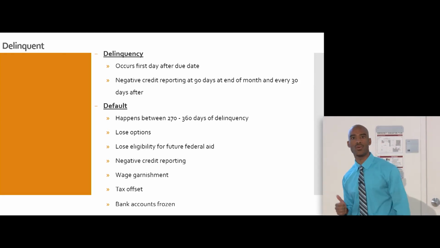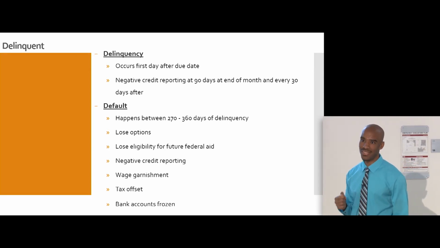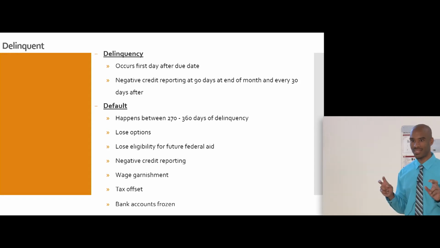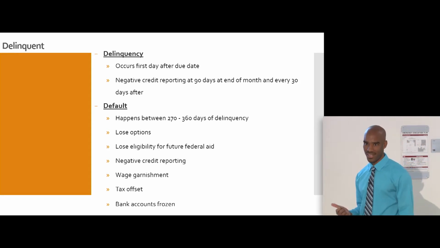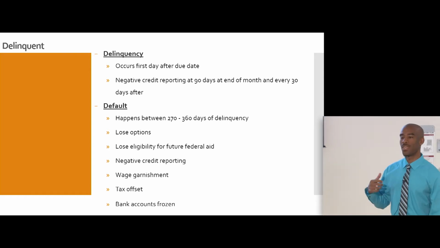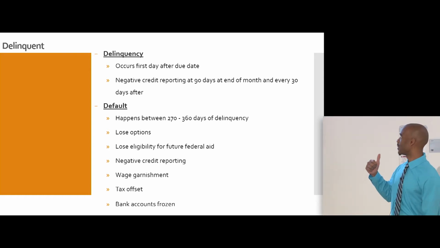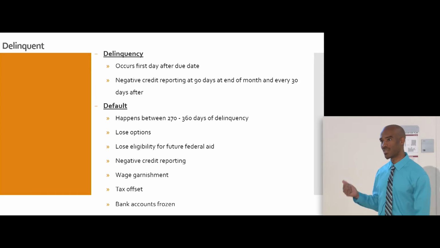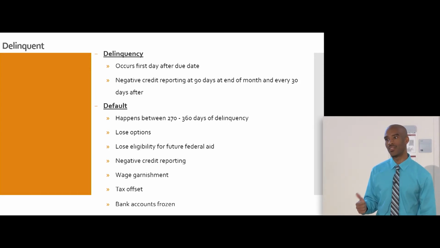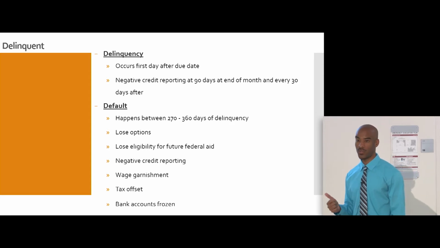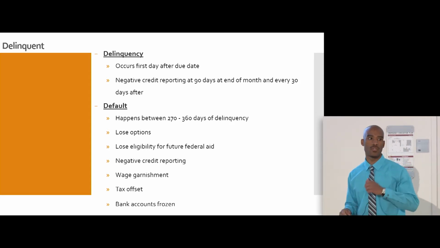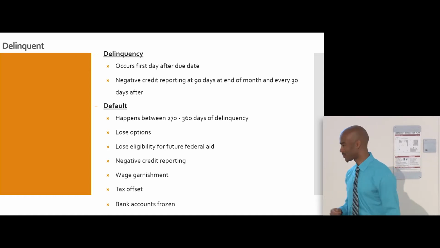Default. So when your loan reaches 270 days of delinquency, it is labeled default. Your loan is labeled default, but you still have 90 days. You still have 90 days to actually do something in regards to getting your loans out of default. Once the loan hits 360 days, that's when your loan will basically be transferred to the Department of Education. From the Department of Education, it will go to a collection agency.